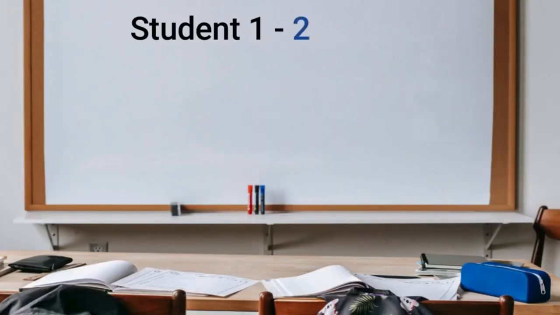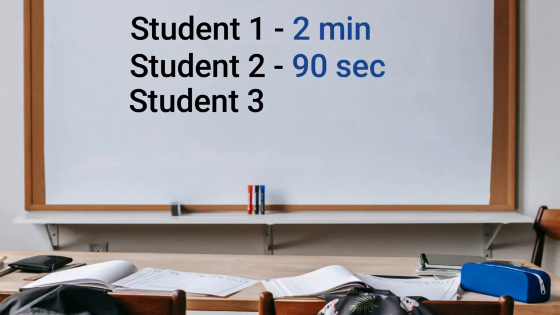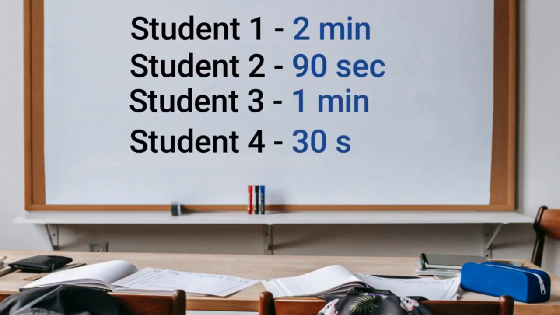Another similar activity is to get students to talk about a topic for 2 minutes. Their partner has to retell the story in 90 seconds and the third student in 1 minute and then 30 seconds.